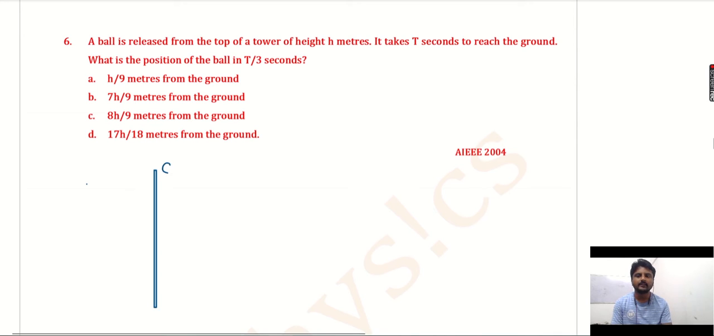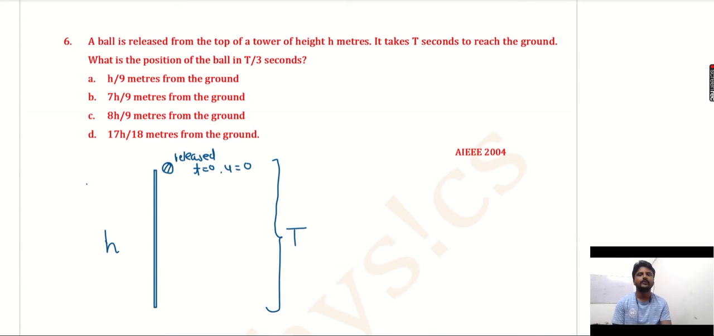See, a ball is released means we can write t is equal to 0, u is equal to 0 from a tower of height h meters. It takes t seconds to reach the ground. So the time of flight is equal to capital T. What is the position of the ball in t by 3 seconds? So t by 3 seconds means the ball will be somewhere here. That is t is equal to t by 3. Right? Now what is the distance covered by the ball? Let's say this distance is y. Find the value of y, right? And check with which option the result is matching.